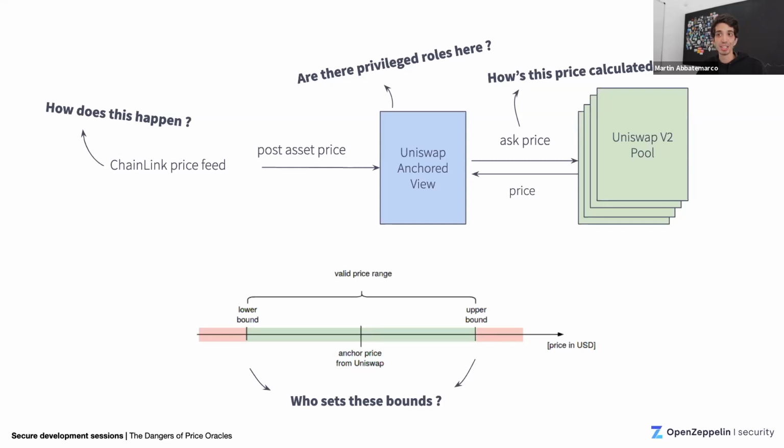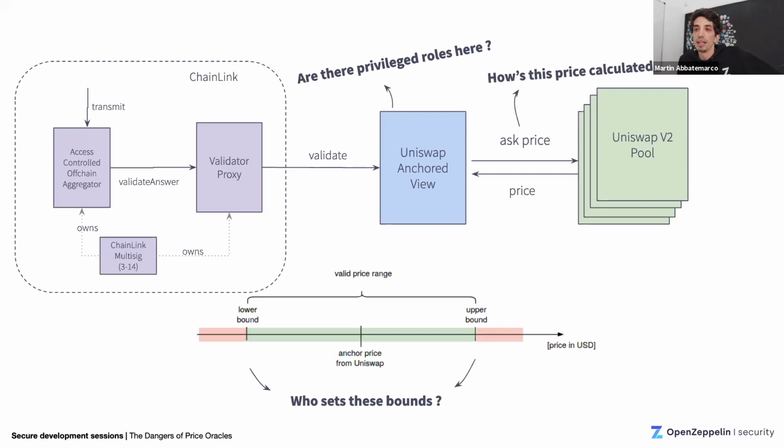But there are questions about this, right? How does Chainlink post the prices? Are there privileged roles in this view? How is the price actually calculated? Who sets the bounds? Let's start with Chainlink. Remember that I talked about the access control of the chain aggregator that has this transmit function? Every time that transmit function is called in some of the price feeds, that contract communicates through a function called validate answer to some validator proxy. This validator proxy in turn calls a function called validate, which, regardless of its name, actually posts the prices to the Uniswap Anchor View.